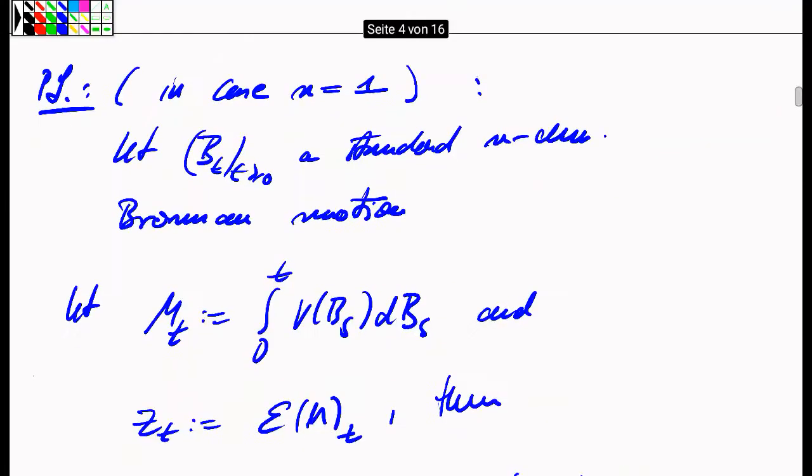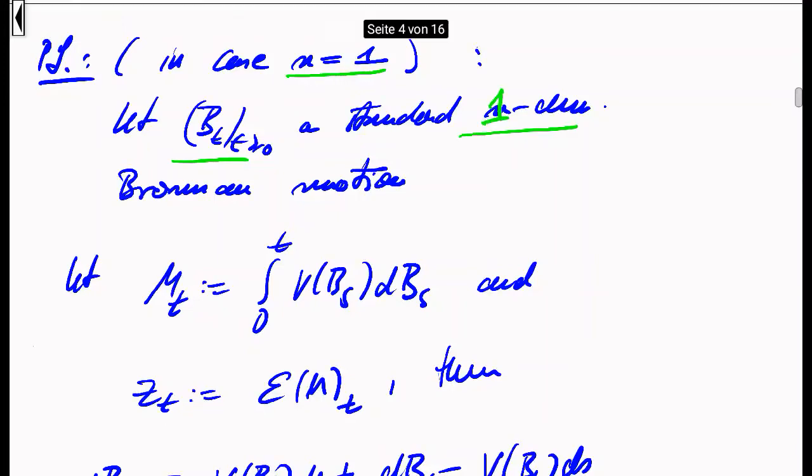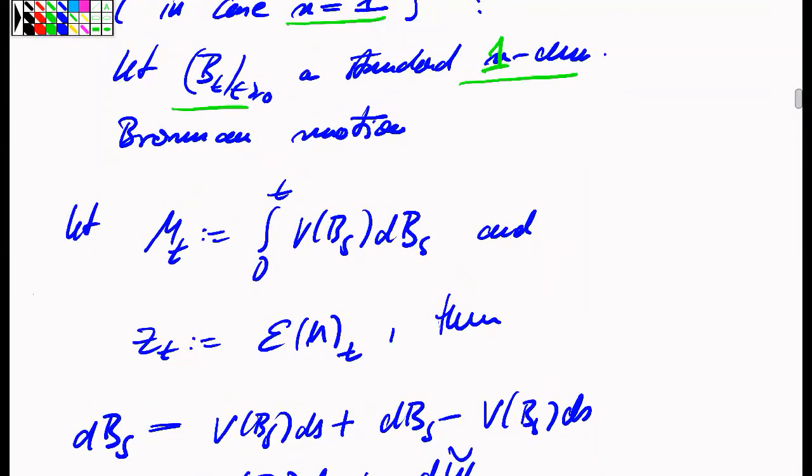I want to prove this only in the case when the dimension is 1, because then I will not be distracted by technicalities which are not the essential part of the proof. Namely, we construct a solution as follows: let B be a standard n-dimensional, or in this case one-dimensional, Brownian motion. And given the vector field, we can produce a martingale, which is obtained by integrating this function V evaluated on Bs against Bs itself. So that's a stochastic integral of a measurable function with respect to Brownian motion.